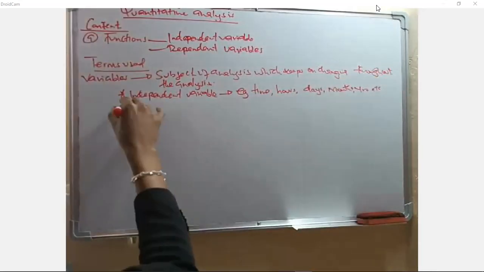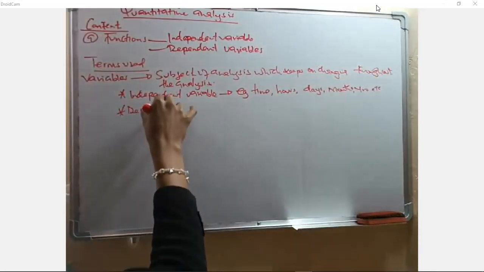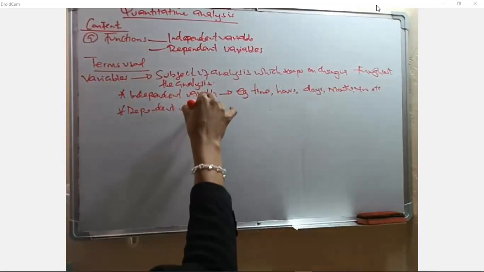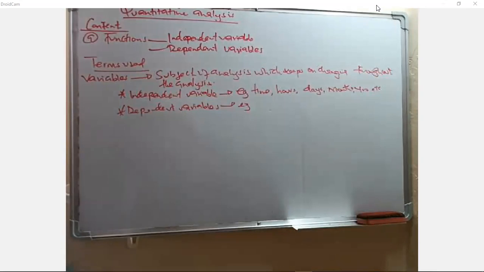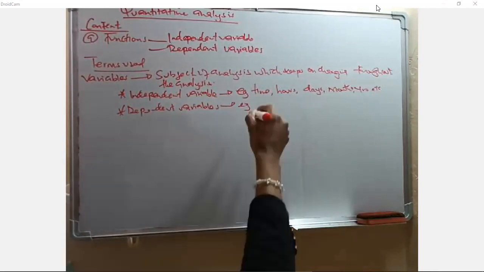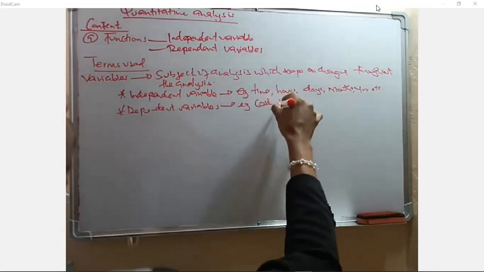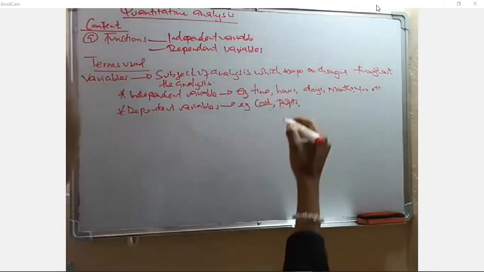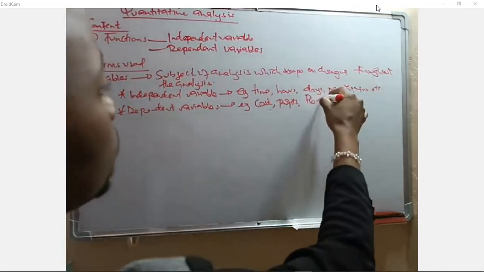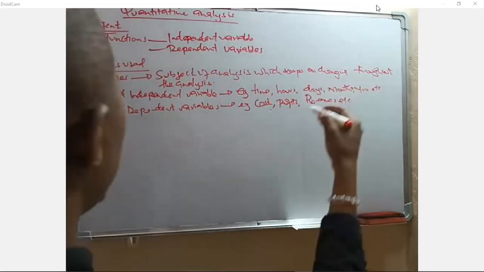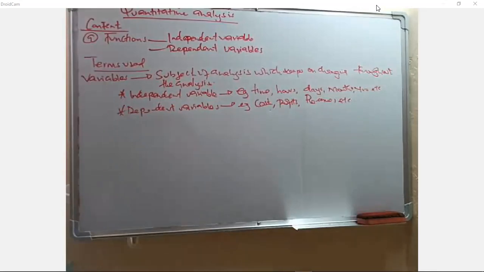When you're analyzing dependent variables, because it is normally placed along the y-axis, and it's the variable which changes as a result of changes in the other variables, the examples include costs, profits, revenues, etc. Those are the two things that you have to be looking on there.